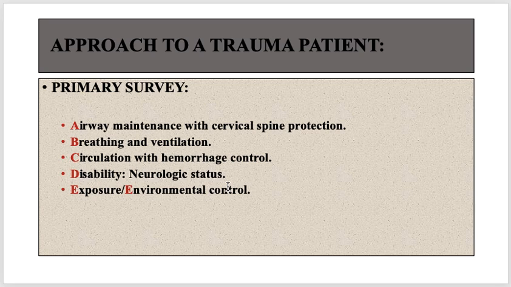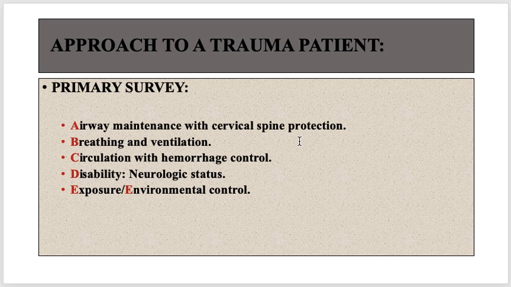As you can see, A is for airway, which means you have to assess the airway, with cervical spine protection. Remember this: whenever there is any accident or injury or road traffic accident, whatever the way of the trauma, if there is a fracture in the cervical vertebrae and you do not take care of it, maybe you are going to damage the spinal cord. And once the spinal cord is damaged, of course, there could be paralysis of all the limbs, for example, or the lower limb.